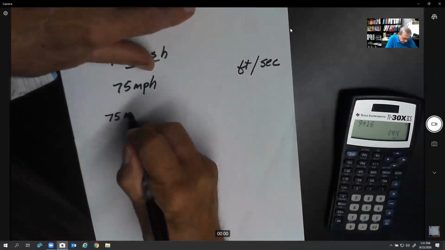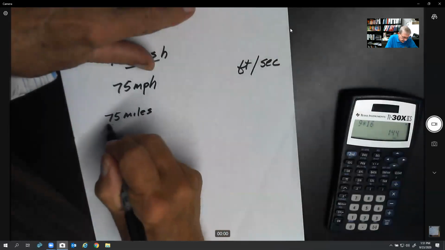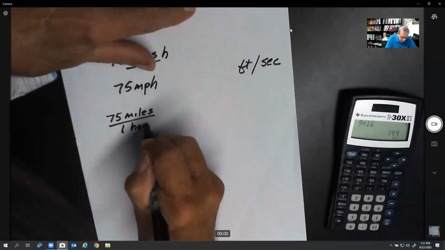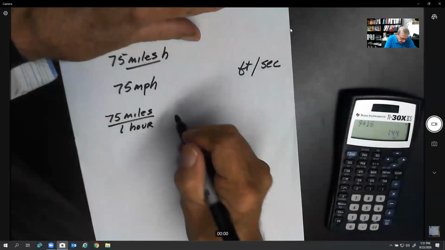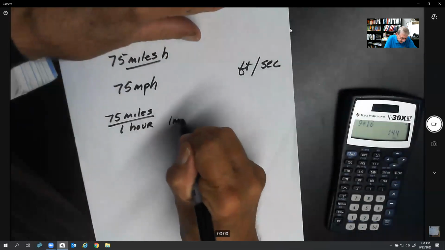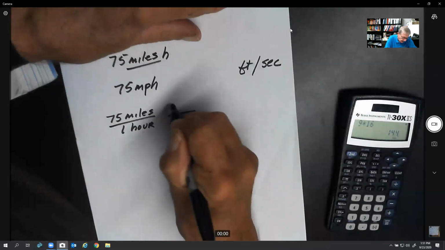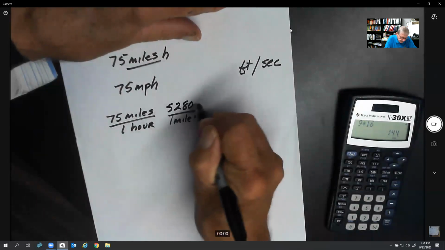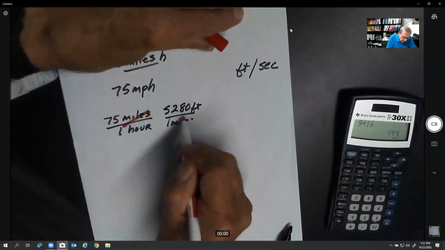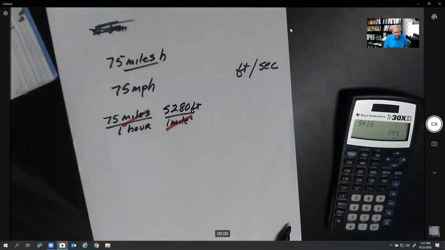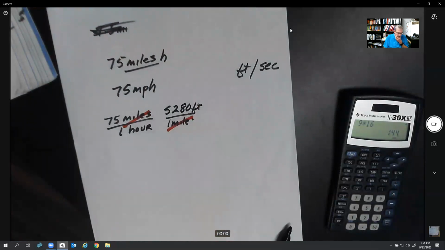75 miles per hour. That means 1 hour. Well, let's convert miles to feet. 1 mile is how many feet? We used this before, 5,280 feet. So the miles would cancel out miles, and that would give us how many feet per hour, but we want feet per second. So how many seconds are there in an hour?